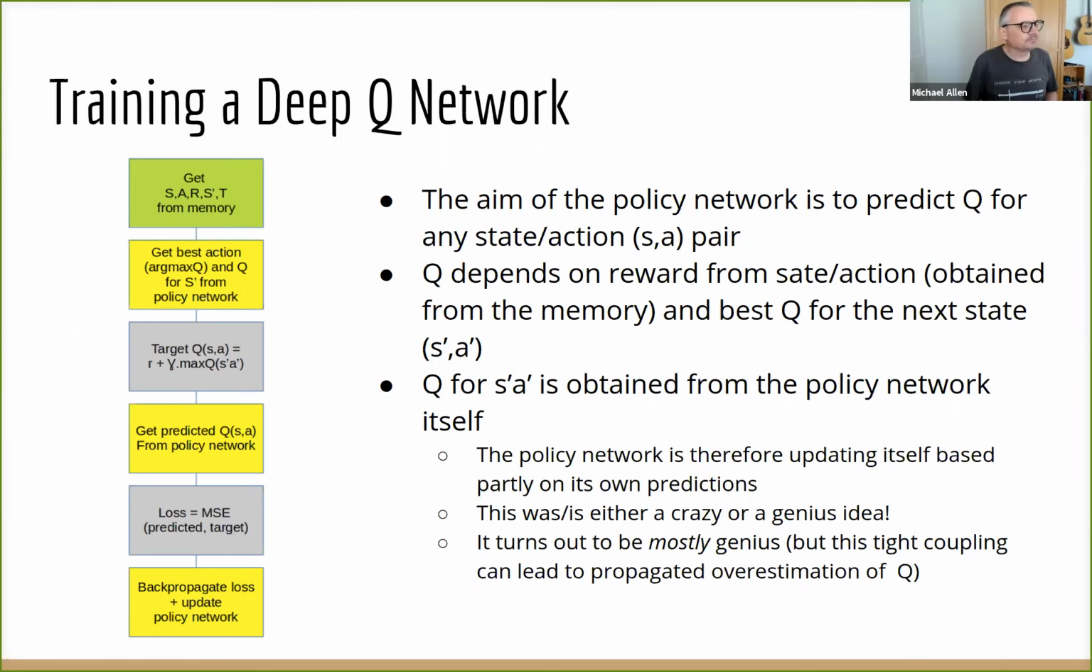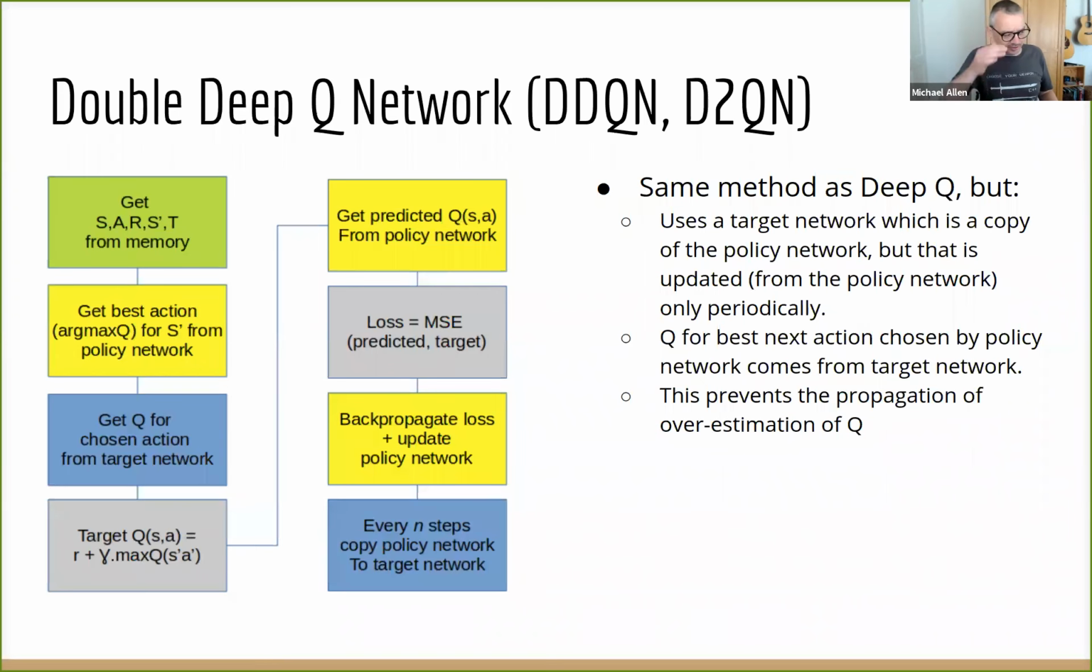Good. Okay. Right. So a problem we've got here is, if we take Q for the next state action pair from the policy network, and then we update the network, it turns out that we get this overestimation of Q. That can be avoided by using a target network. Now, the target network is a copy of the policy network, but it always lags behind, apart from once every so often when it's the same.